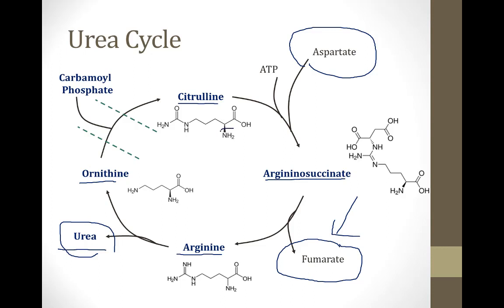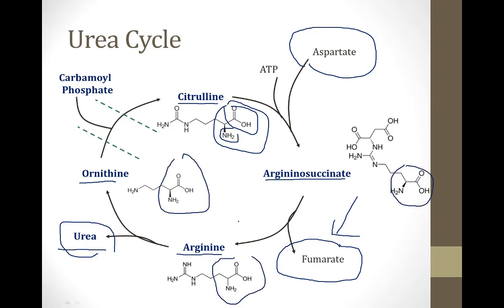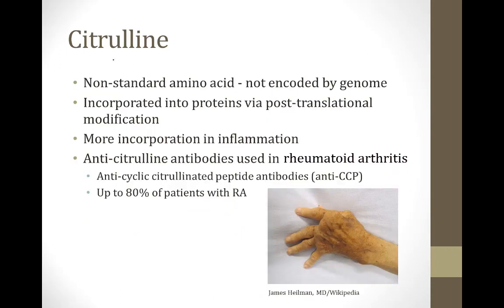They all have an amino group and a carboxylic acid group. So citrulline is an amino acid, so is argininosuccinate, so is arginine, and so is ornithine. Only arginine is a standard amino acid encoded by our genome. The other three structures are non-standard amino acids. They can be synthesized as part of the urea cycle or other metabolic pathways, but they are not coded for by our genome.